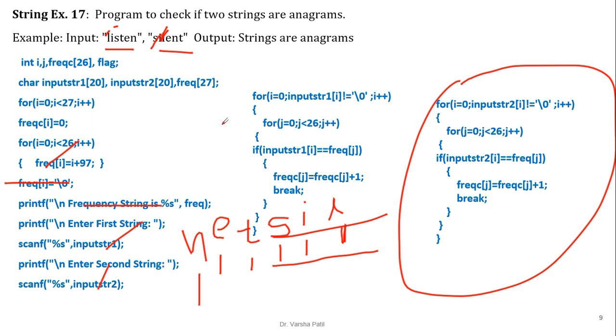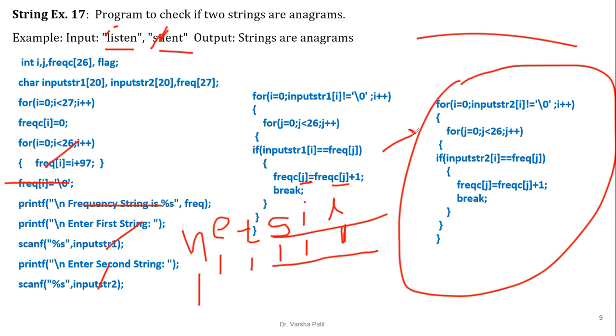Now see what happens in this program. For example, when L comes, it will check with all those 26 characters. If a match happens, I am incrementing that particular location's frequency. So frequency of J is equal to frequency of J plus 1. So that's why for L it becomes 1, I becomes 1, S becomes 1, then E becomes 1, N becomes 1, and T becomes 1.